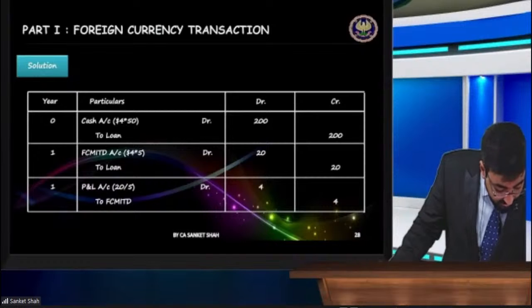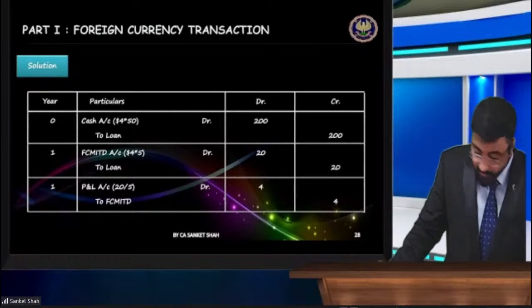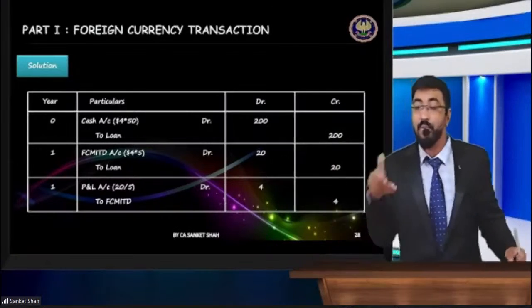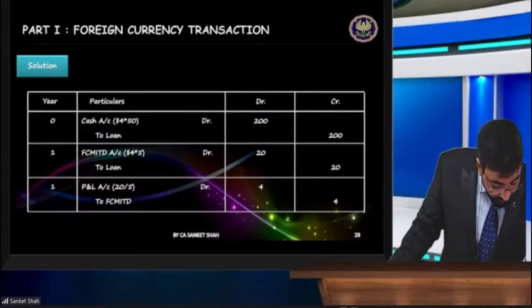Crystal clear, sir. Yes, clear, sir. Sir, what is the treatment of the remaining 16 rupees? Beta, the remaining 16 rupees will be divided over the remaining years. That I'm going to tell you now. Remaining 16 rupees. You are in year 1 only. Sir, please may you share? Yes, the PPT will be shared. Very clear, very clear.